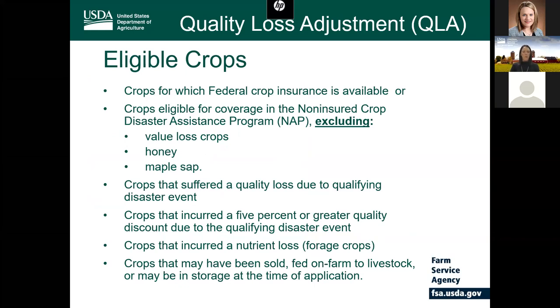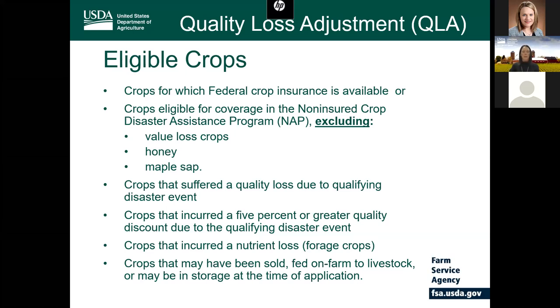Eligible crops include crops for which federal crop insurance is available, or crops eligible for coverage in the Non-insured Assistance Program, or NAP. That's a program we run here at FSA. But under the NAP program, we're excluding value loss crops, honey and maple sap. So those are not eligible under the Quality Loss Adjustment Program.